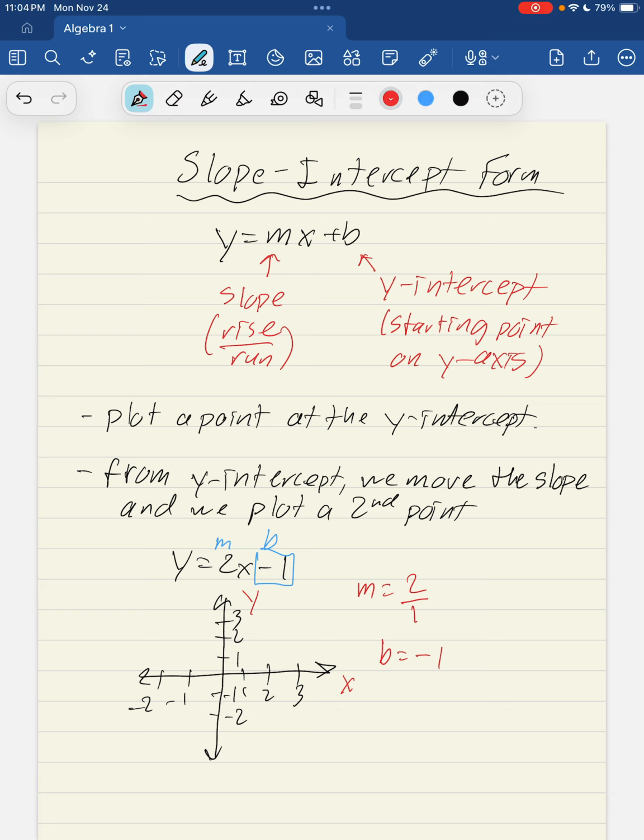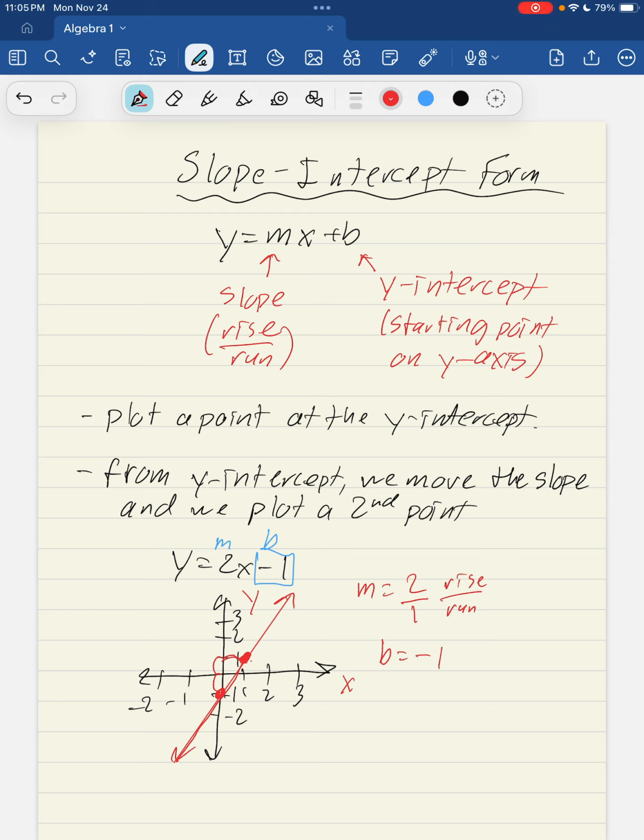To graph, I go to negative 1 on the y-axis and put a nice dot there. From that dot, I move the slope. Remember, my slope is rise over run, and that's why I made it a fraction. We can see the run is 1. So I go up 1, up 2, and a run of 1. And ta-da, right about there. You could move up and over again, but I like to just use two dots and then get my straight line from there. Boom. Look at that.